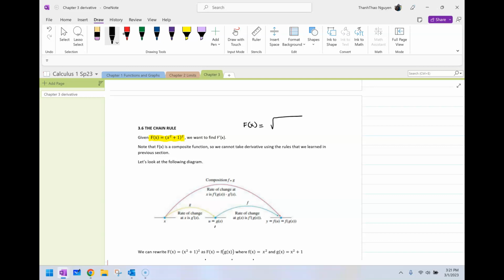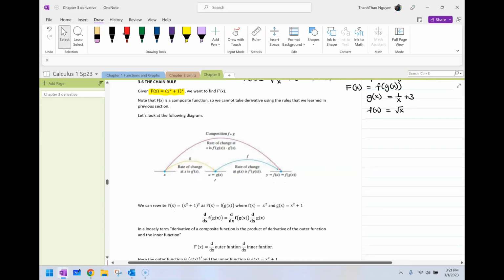Okay then, so what if we get f of x equal to the square root of 1 over x plus 3, for example? Then truly we don't know how to take the derivative of this function. We know that F of x is a composite function, capital F of x equal f of g of x. So in this case, g of x is equal to 1 over x plus 3, and f of x is equal to the square root of x.